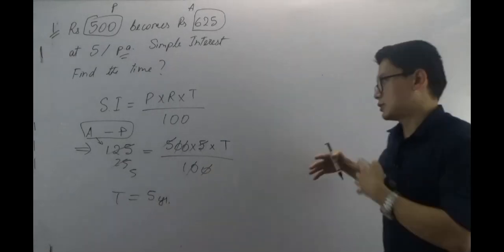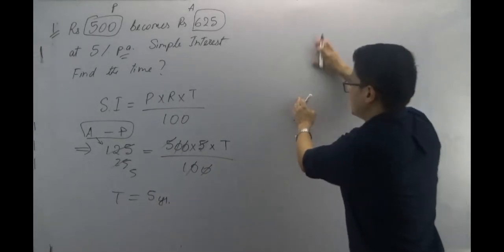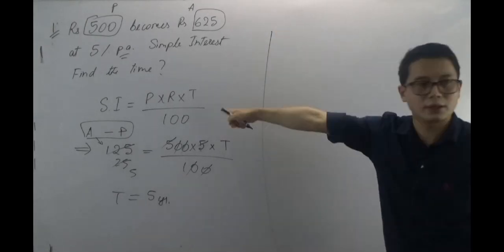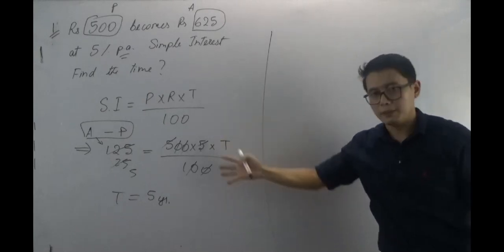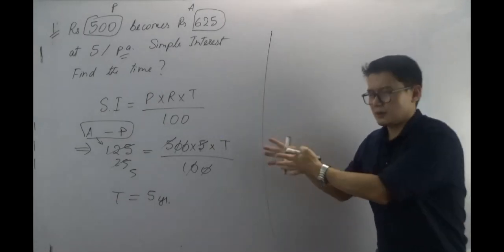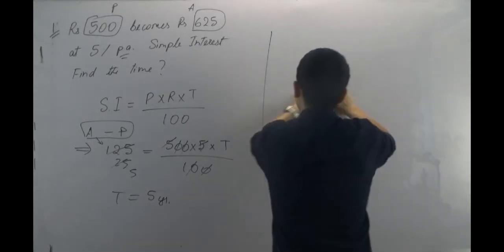Approaching it through the unitary method or the ratio and proportion method is different. So this is the formula way of solving the problem. When the problem becomes complex, it's going to be quite difficult to use this formula. But now, the concept.